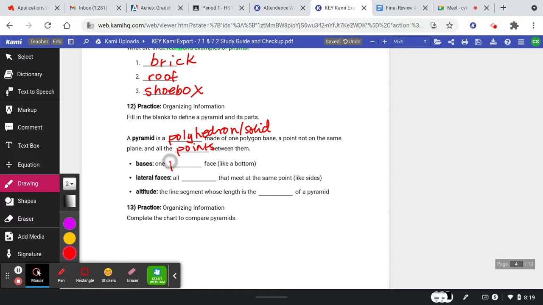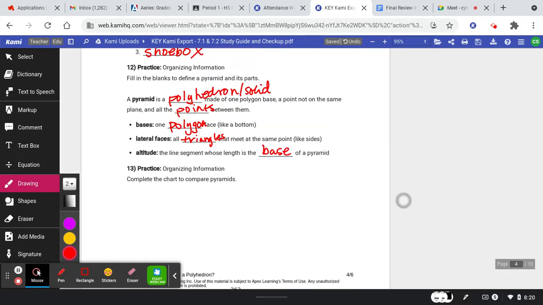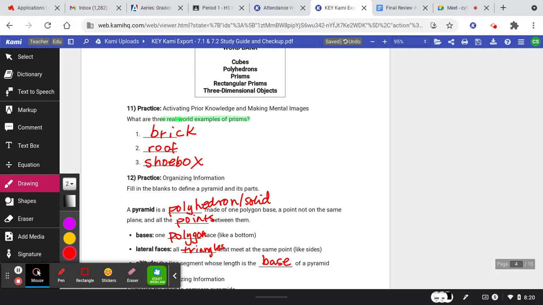It has one polygon base, like a rectangle or a square, one polygon base, like a bottom. And then all of its lateral faces are triangles. And its altitude is the line segment whose length goes the whole height of the pyramid. Take a minute to make sure you have this written in before I go on to the next slide, next page.